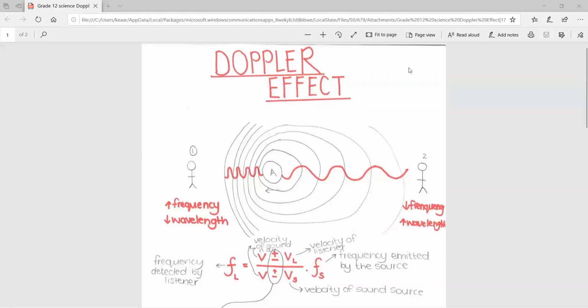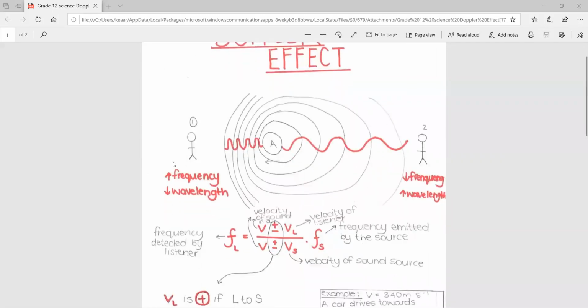This lesson is on the Doppler effect. Please note that this is only for CAPS, not for IEB. The diagram below is a good illustration to explain the Doppler effect.